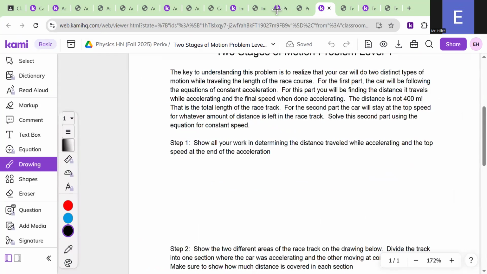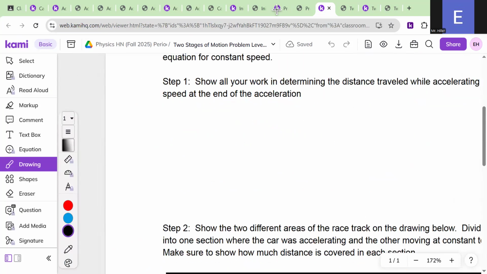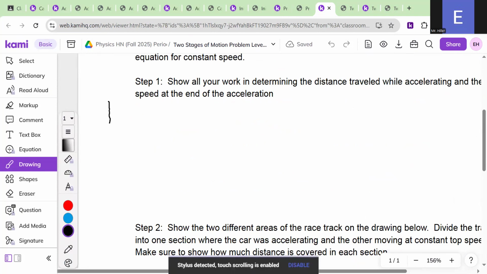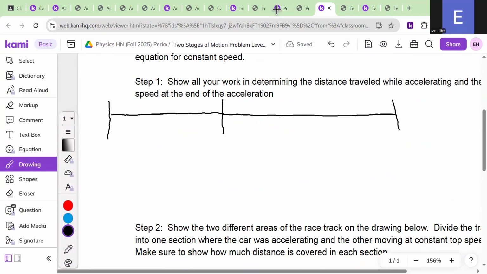Actually, we're going to make a chart. The chart is going to look like this. So we have constant acceleration, and then we have constant velocity, because that's what we were told. The car starts from rest, gets to a top speed, and finishes the rest of the 400 meters at constant velocity. So let's figure some things out.